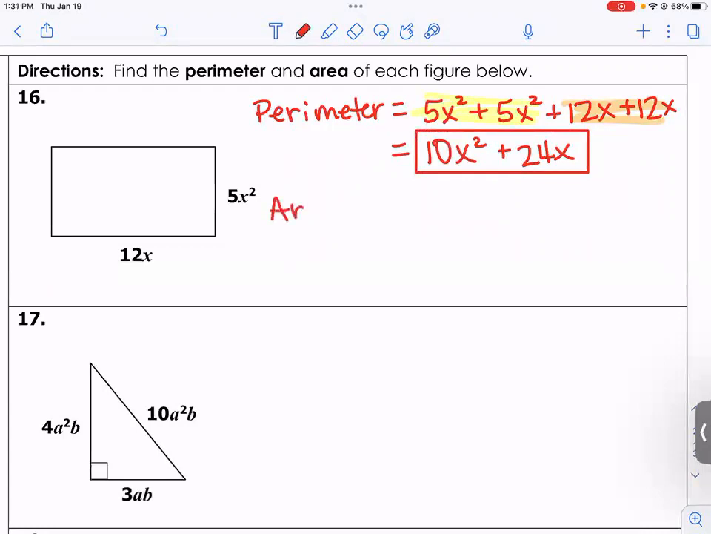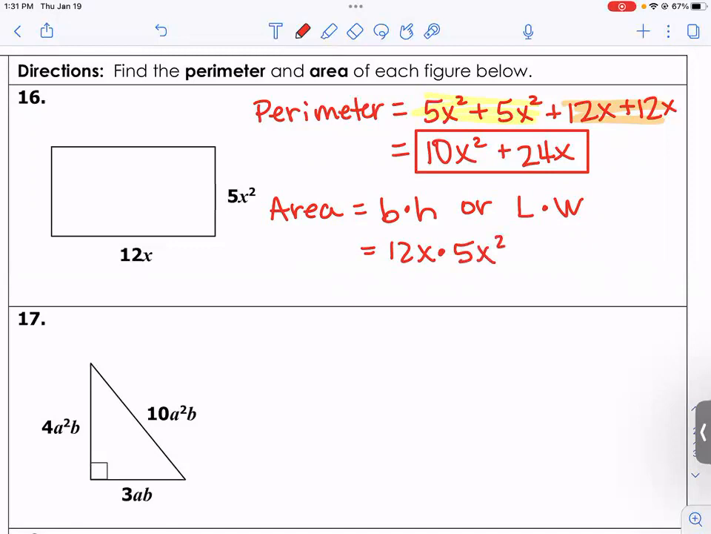Now let's talk about the area. Right now we're working with the area of a rectangle. Raise your hand if you know how to find the area of a rectangle. Okay, Maddie, how do you find it? Multiply what? Okay, so some of you might say base times height. Some of you might say length times width, okay? But what Maddie is saying is, hey, our base or our length is 12x. And we need to multiply by its height or its width, which is 5x squared, okay?